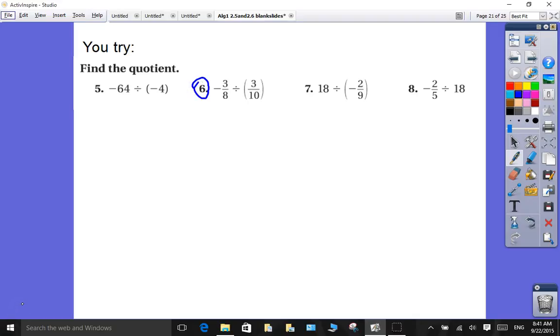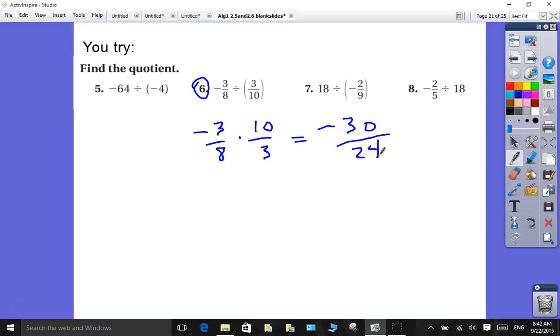So number 6, negative 3/8 divided by 3/10. Turn it into a multiplication by flipping the second number. Don't flip the first number. The second one only gets flipped. Now you can just multiply straight across. That's negative 30 divided by 24. But you would have to simplify that fraction.